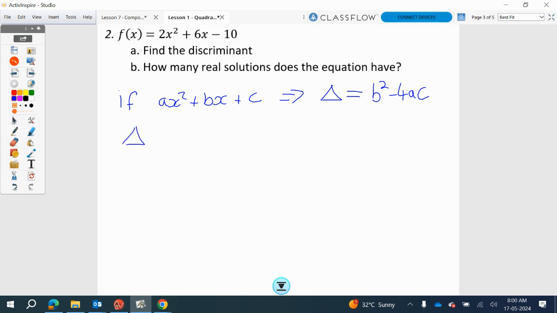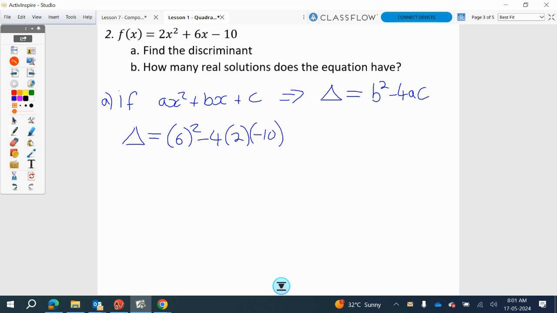So we need to say that the discriminant is equal to, what's the value of B going to be? Six. So six squared minus four. What's the value of A? Two. What's the value of C? Negative 10. So notice the use of brackets.